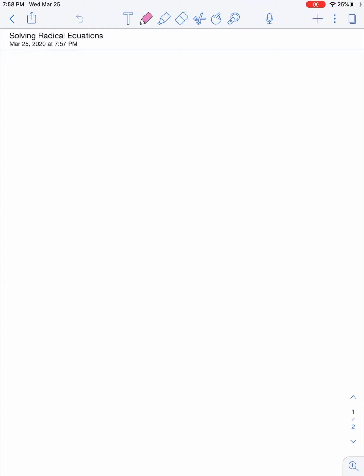Okay, we're going to take a look at 6.6. 6.6 is about solving radical equations. So a couple of things to keep in mind. Your first step is always to isolate the radical.